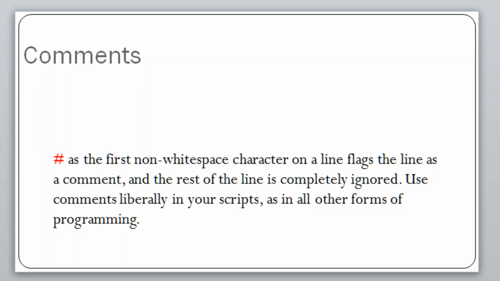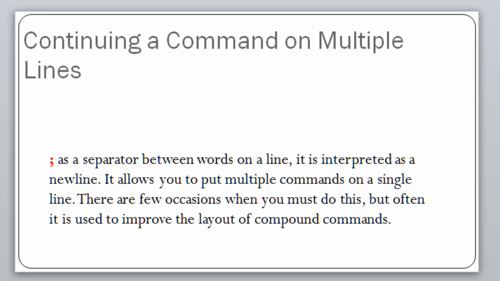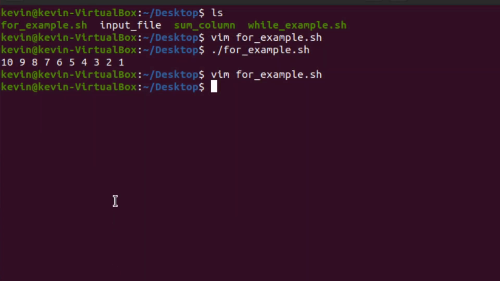That's very useful, as I said. As you saw, we can put comments anywhere we want in our script and not have to worry about it being interpreted. We can also use the semicolon as a separator between words on a line, and it is interpreted as a new line. It allows you to put multiple commands on a single line. There's going to be a few occasions when you have to do this, but often it is used in the layout command. So let's check that out too.